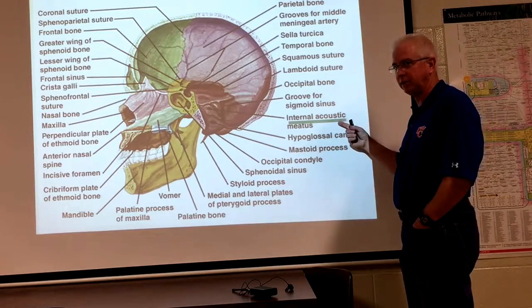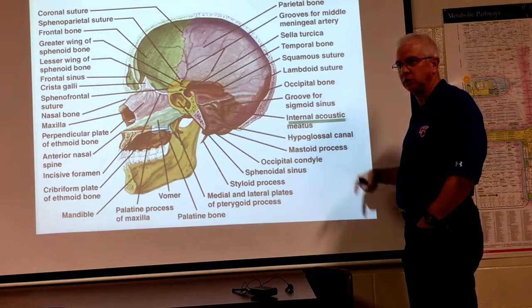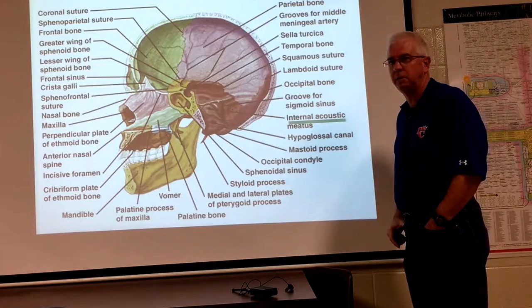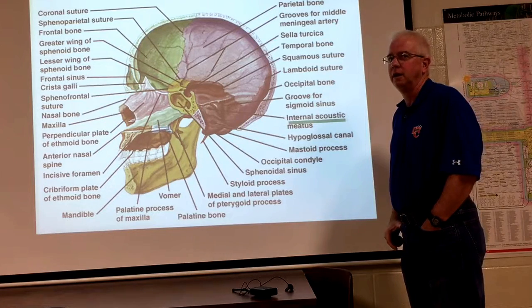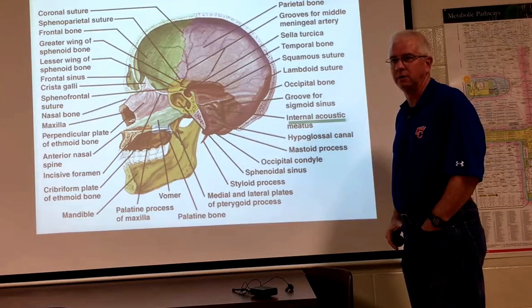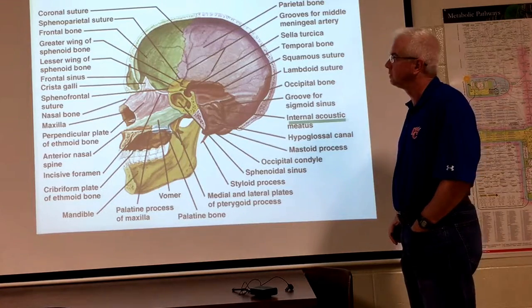Why does this have the internal acoustic meatus? So I want my students to emphasize the pathway of the facial nerve. You got to get off the pons. How do you get out to the face? Internal acoustic meatus in the temporal bone and out the stylomastoid foramen. This is the pathway for the facial nerve.